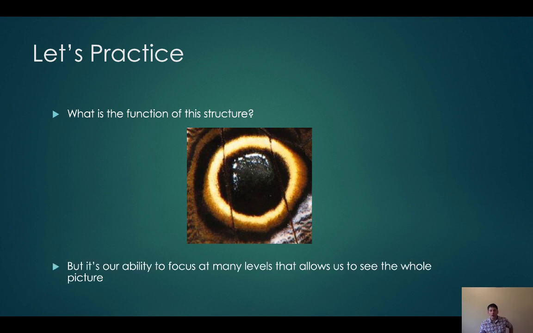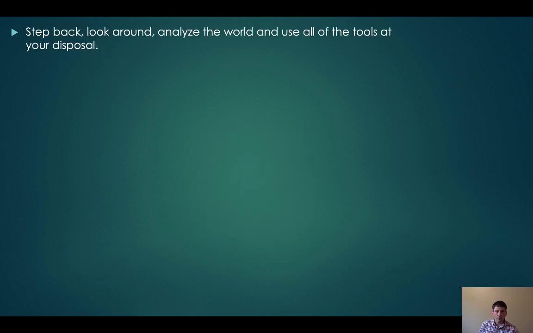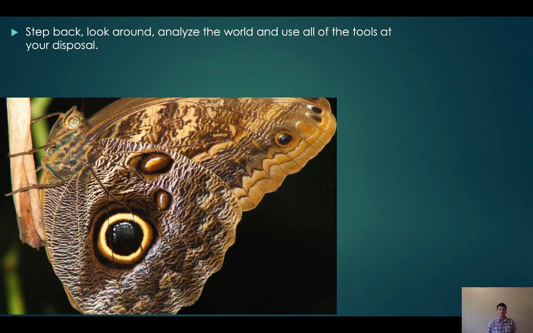All right, so remember, this is our ability to focus at many different levels that allows us to get a big understanding. So maybe some of the observations you made were that you saw an eye. Maybe some of your observations were that you saw a black circle with a yellow ring around it and then another black ring around that. So if we zoom out a little bit, we need to analyze the world a little bit, stepping back and perceiving the world at different levels.